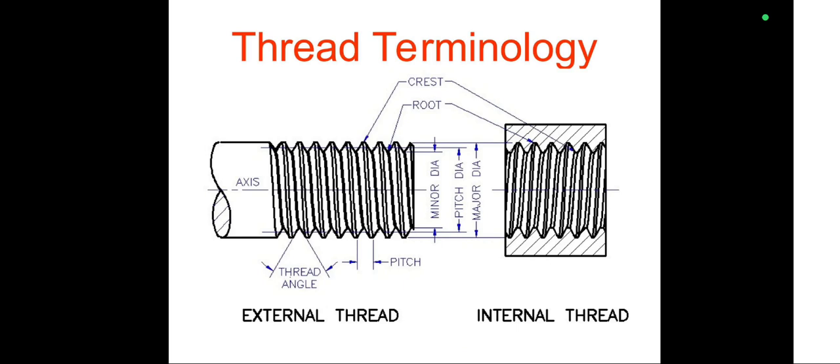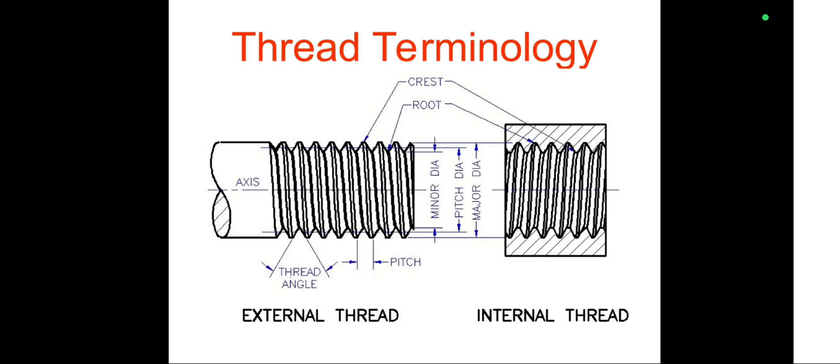The thread terminology. The thread terminology consists of thread angle. The angle between the two flanks is called the thread angle. The largest diameter in the thread is called the major diameter, and the smallest diameter in the thread is called the minor diameter. In between the major diameter and the minor diameter we have the pitch diameter. The topmost layer is called the crest and the bottommost layer is called the root.